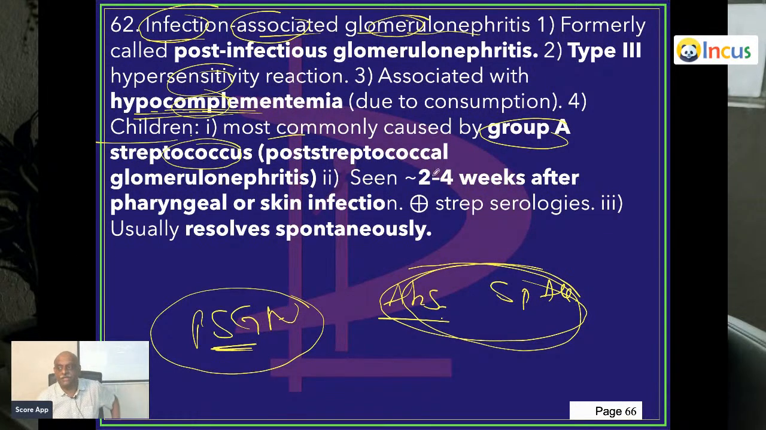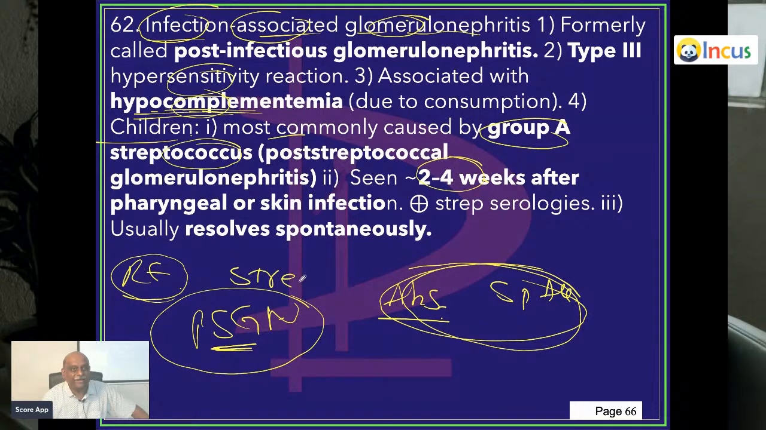And when do you see this? There is either a skin infection or a pharyngeal streptococcal infection 2 to 3 weeks earlier. You know, there is rheumatic fever, which is also streptococcal. But what is the difference? Rheumatic fever is caused only by the pharyngitic strains of the streptococcus, not by skin. Whereas glomerulonephritis can be caused by both pharyngitic and also skin strains, is what you need to remember.